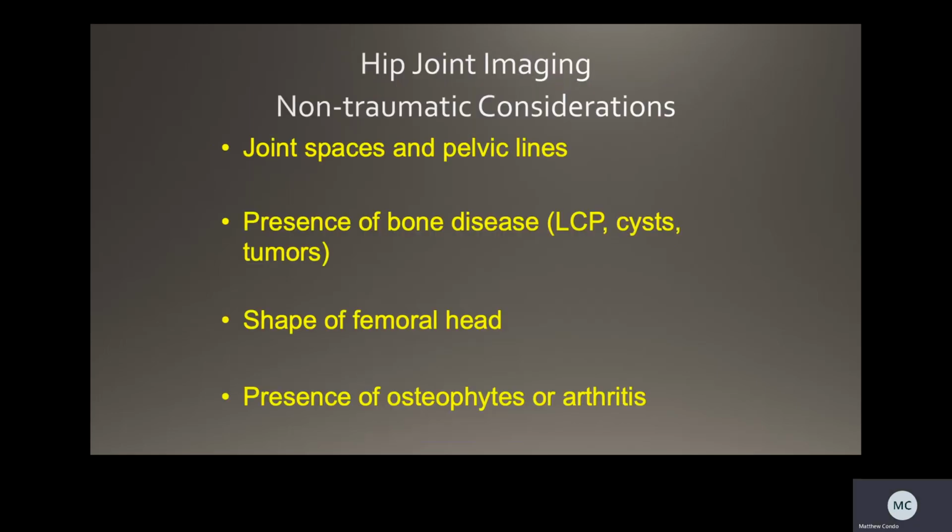When it comes to non-traumatic hip joint imaging considerations, watch out for joint spaces and pelvic lines. The presence of bone disease like Legg-Calve-Perthes Disease, or cysts or tumors, is a big thing. The shape of the femoral head is very important, and the presence of osteophytes or arthritis is also very important.